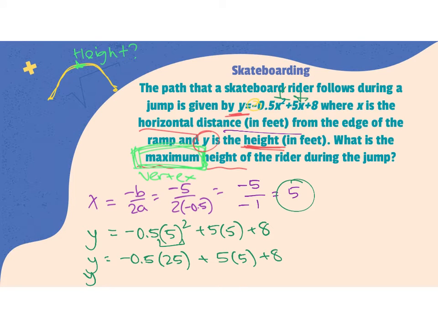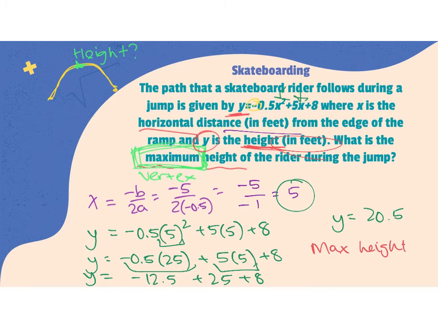Then I'm going to multiply, so I can multiply here and multiply there. Y equals half of 25 is 12 and a half. But this is times negative 0.5, so that's negative 12 and a half, plus 25 plus 8, and then put all those together. So negative 12.5 plus 25 plus 8, I get 20 and a half. So that is my y value, and this is a height in feet. So if I were to label this, I would say the max height is 20.5 feet. And there's my answer.